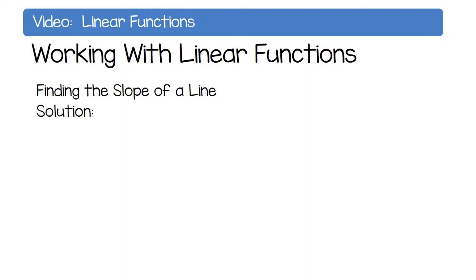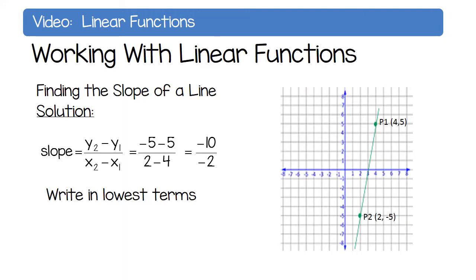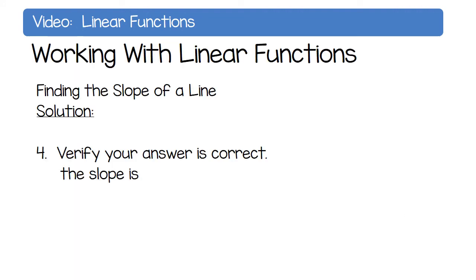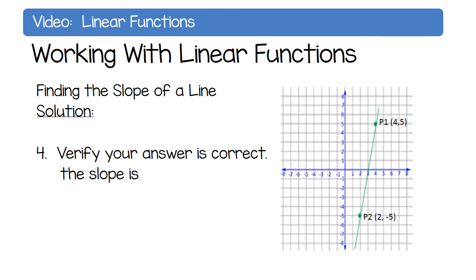From there, we want to simplify by writing in lowest terms. We know that 2 negatives will be positive, and we know that 2 is a common factor for 10 and 2, so we can simplify this down to 5 over 1. This will then give us a slope of 5 over 1.